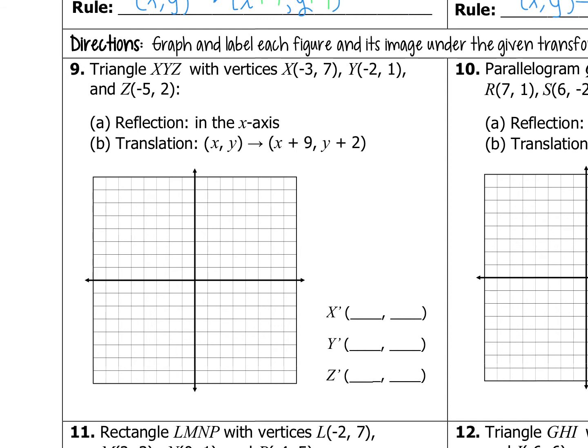So for x, I've got left 3 and up 7. For my y, I'm left 2 and up 1. And then for the z, we are left 5 and then up 2. So I'm going to connect those with a straight edge.